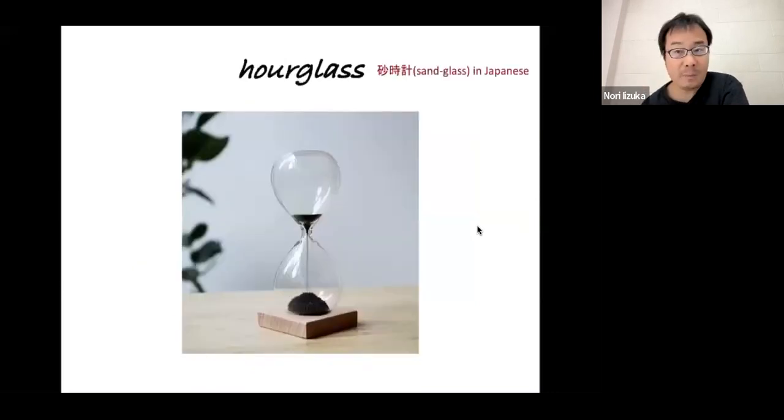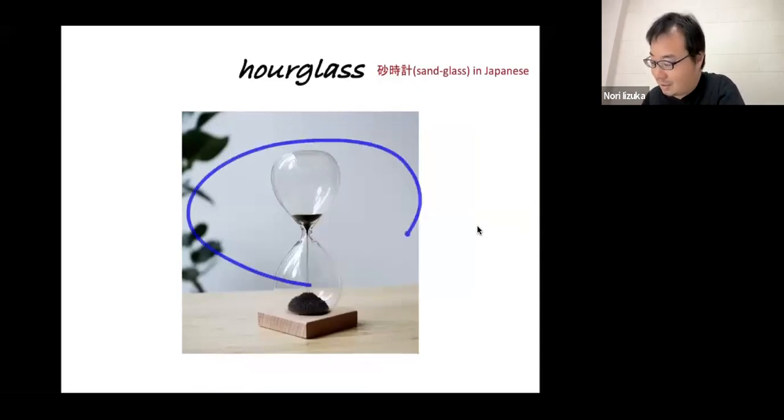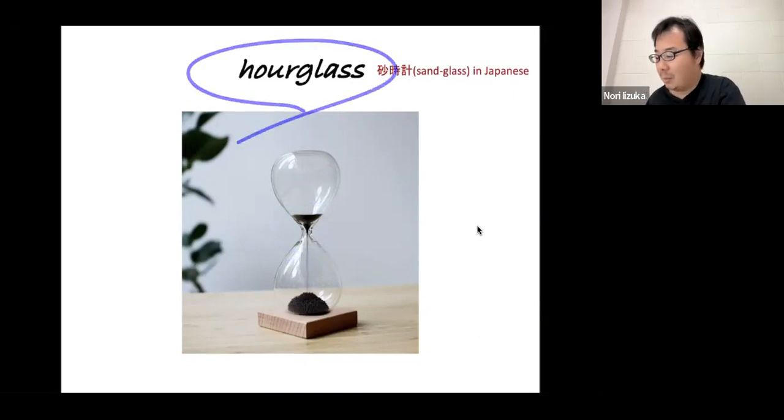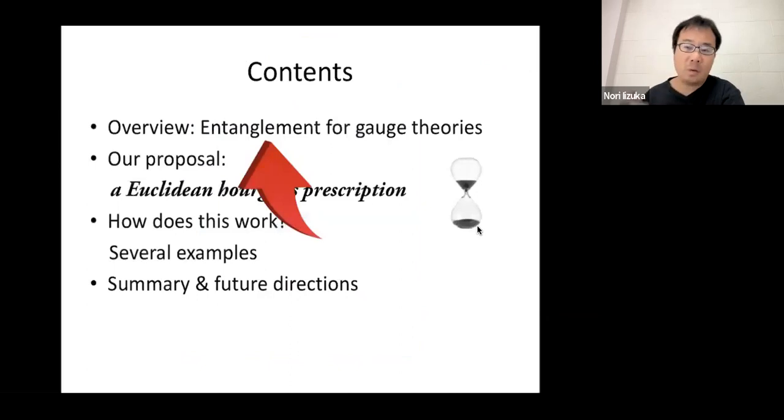The talk is about the hourglass, and just in case, this is an hourglass. The important point is this neck. Our prescription has similarity to this shaped neck. That's why we call it the hourglass prescription. Our talk is about entanglement entropy, how to calculate the entanglement entropy in very complicated field theory.